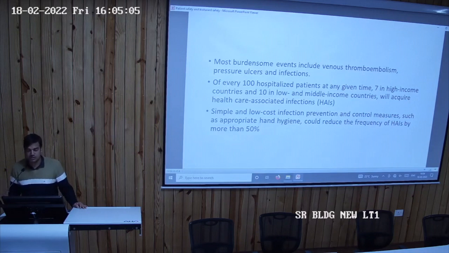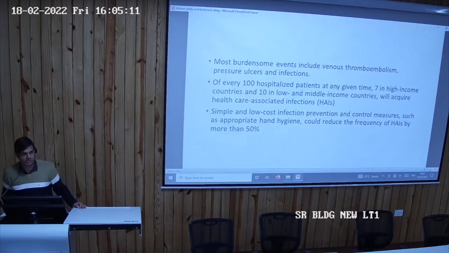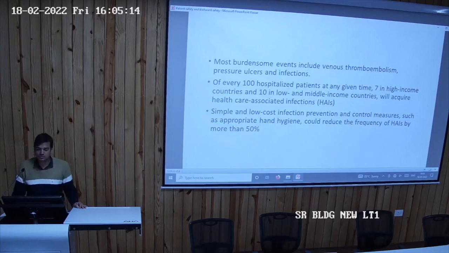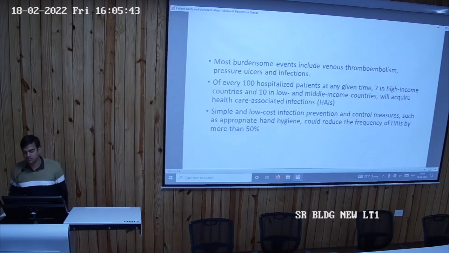And infections, healthcare associated infections. These are those infections which were not present in the patient when he or she came to the institution. These are given by the institution to the patient because that flora is present in hospital, and our inadvertent practices lead to HAI. Of every 100 hospitalized patients at any given time, 7 in high-income countries and 10 in low and middle-income countries will acquire healthcare-associated infections. So 10% in a country like India. Simple and low-cost infection prevention and control measures such as appropriate hand hygiene could reduce the frequency of HAIs by more than 50%.